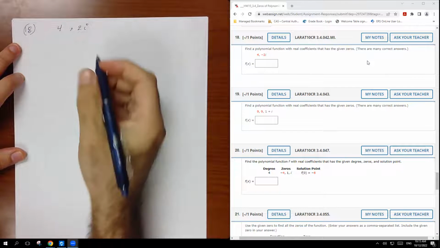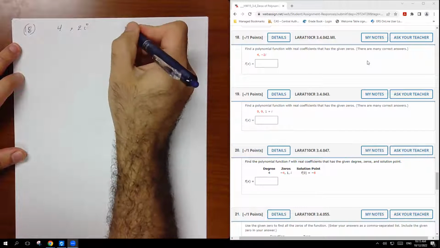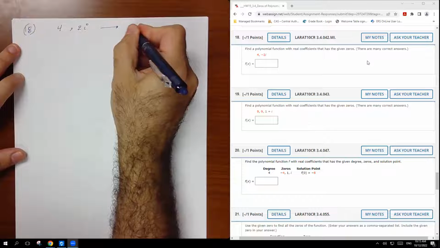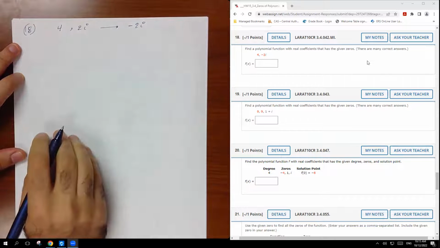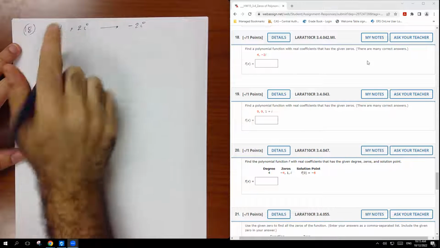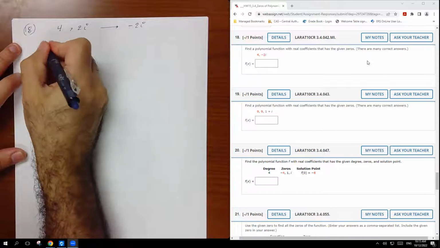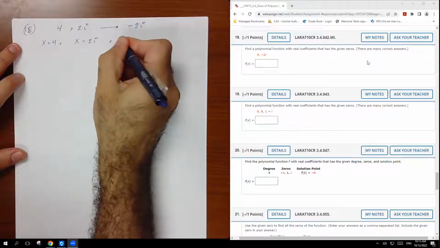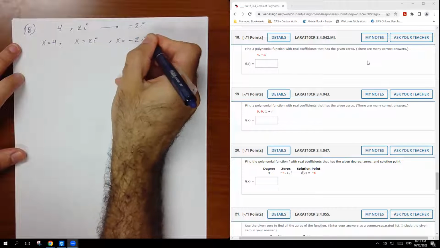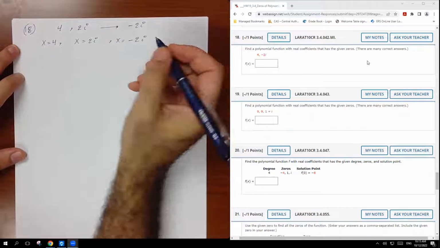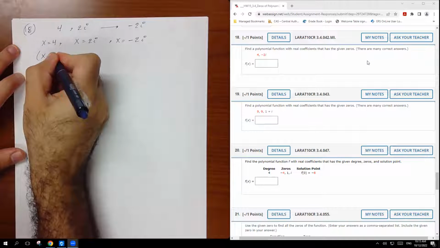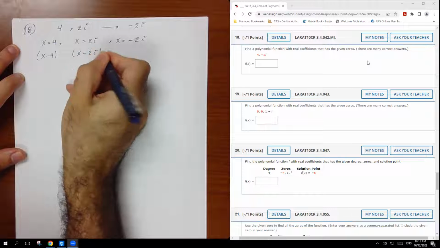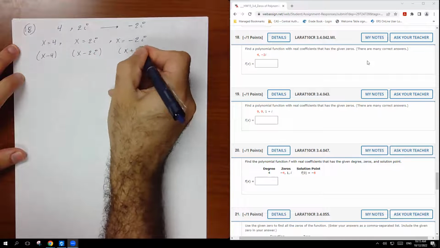There's a theorem that says every time you have a complex number as a zero, that means the conjugate is also a zero. So we have three zeros here. That means x equals 4, and x equals 2i, and x equals negative 2i. Now let's bring back these as factors. So this one is x minus 4, and this one is x minus 2i, and this one is x plus 2i.